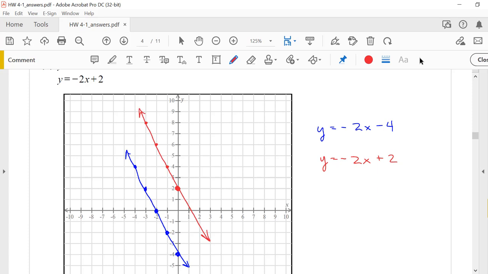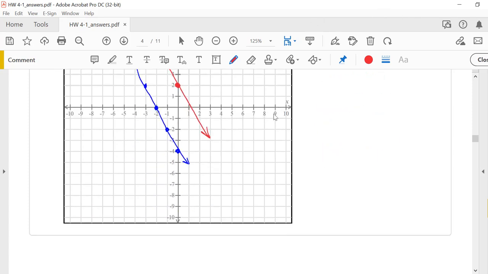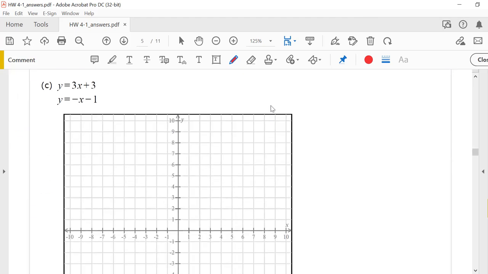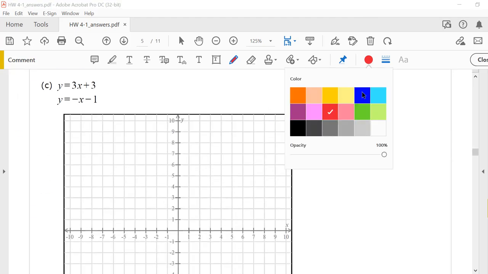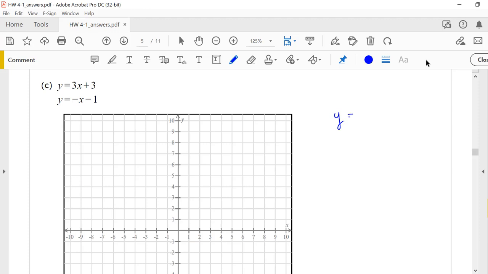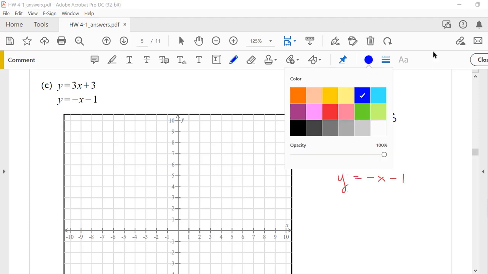They never intersect, so there is no solution to that system of equations. Last one for this question. In blue, I'm going to graph y equals 3x plus 3. And then in red, I'm going to graph y equals negative x minus 1.